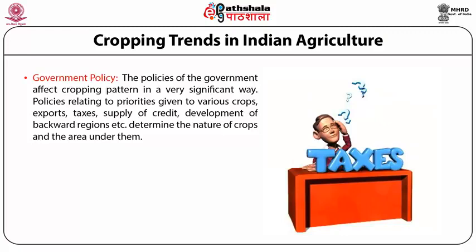Government policy. The policies of the government affect the cropping pattern in a very significant way. Policies relating to the priority given to the various crops, exports, supply of credit, development of backward regions, support price, etc., determine the nature of the crops and the area under them.